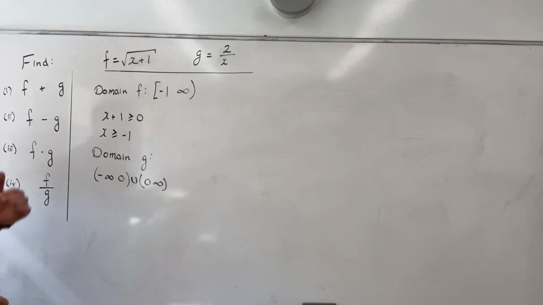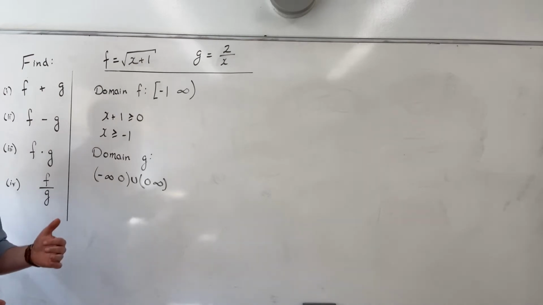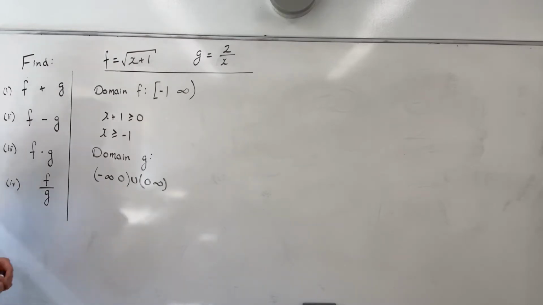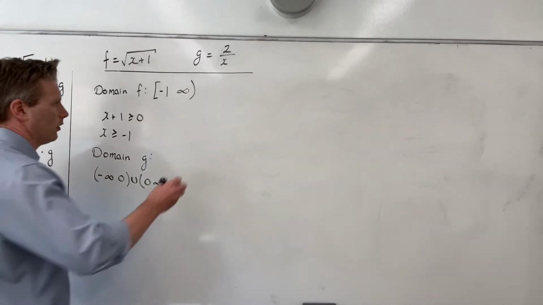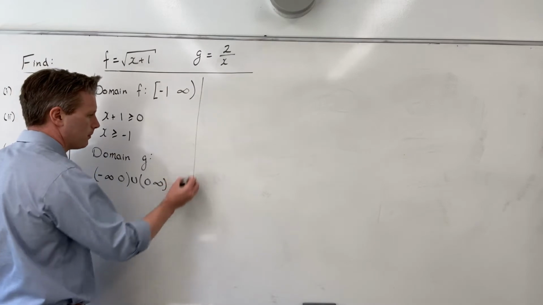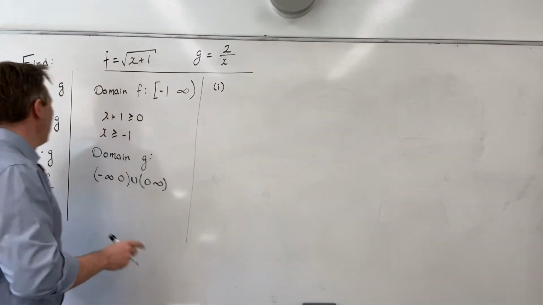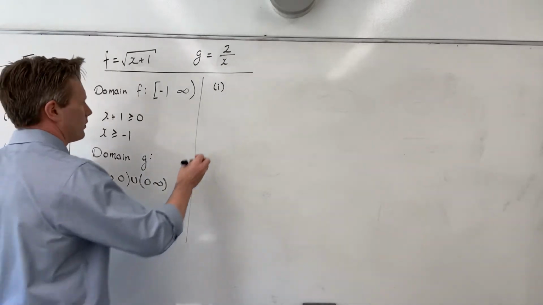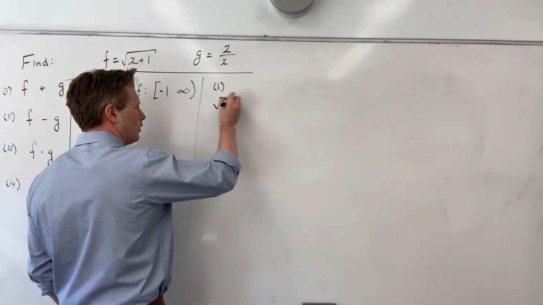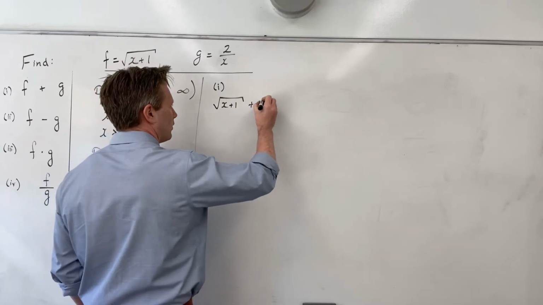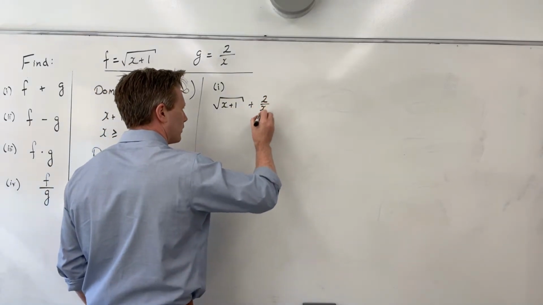Okay, so now that I've established what the two domains are, I can go about solving my problems: f plus g, f minus g, f times g, and f over g. To start, part 1, f plus g. Well, that is the square root of x plus 1 plus 2 over x.